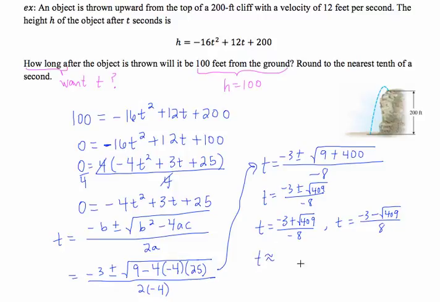And when I round those, I get negative 2.15297, and I get approximately 2.90297. Obviously, a negative time doesn't make sense, so that one we'll ignore. And then if we round to the nearest tenth, that would be about 2.9 seconds after the object is thrown that it will be 100 feet above the ground.